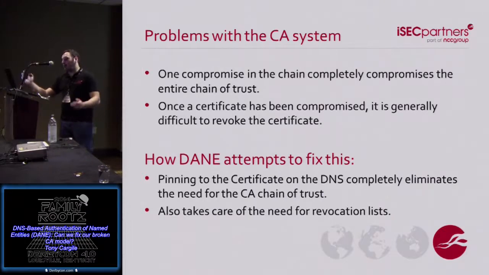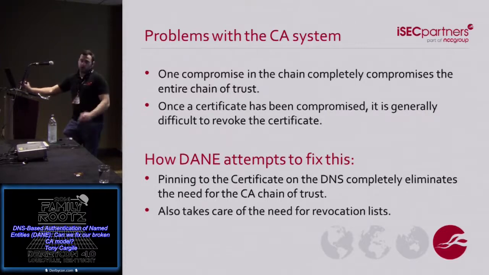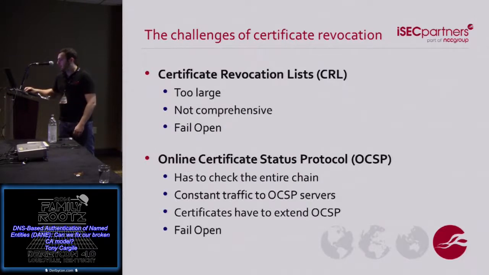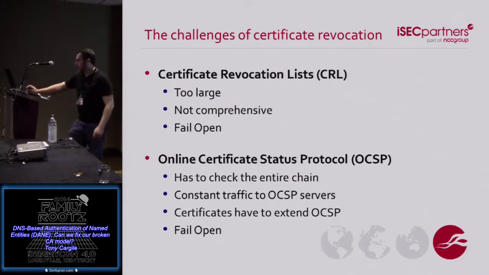And then, so how does DANE handle this? Well, one, by pinning the certificate on the DNS and not the CA, you can completely bypass the chain of trust of the CA. You don't have to use it anymore. And also, it actually is a really elegant solution for handling certificate revocation. So I'm going to start talking about certificate revocation.